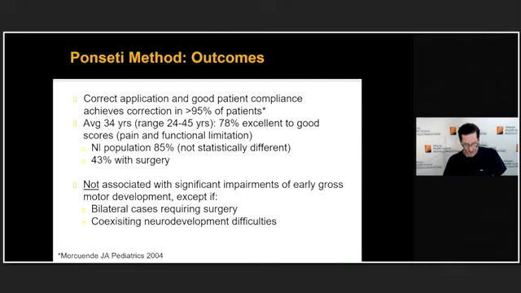The Ponseti technique, when correctly applied and with good patient compliance, has excellent results and achieves correction in greater than 95% of patients. Ponseti's own data from Iowa, which is on average 3 decades of follow-up, found nearly 80% excellent to good results in terms of pain and function, compared to 95% in the normal population, which is not statistically significant.